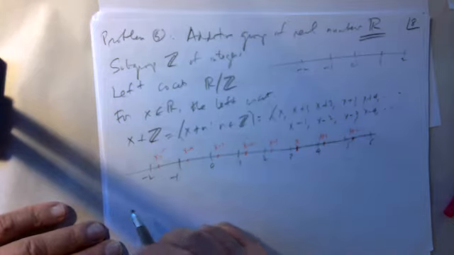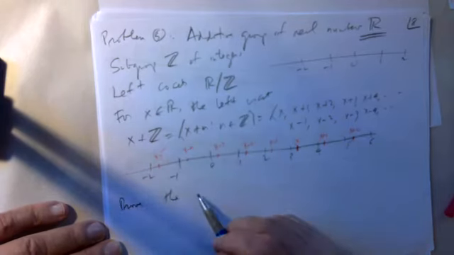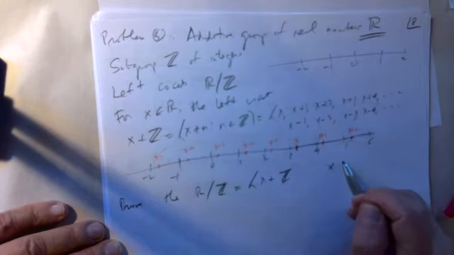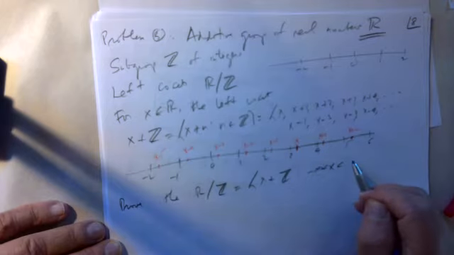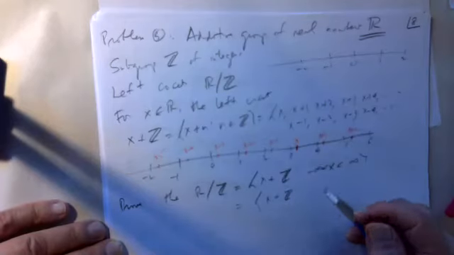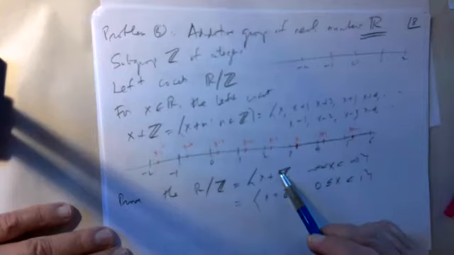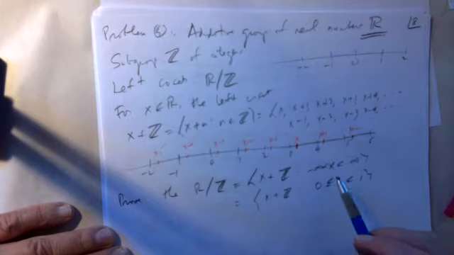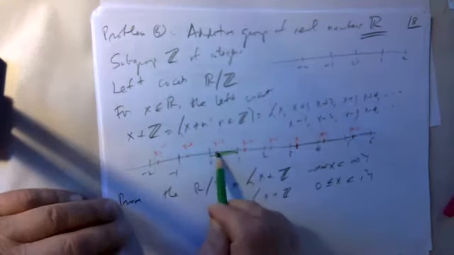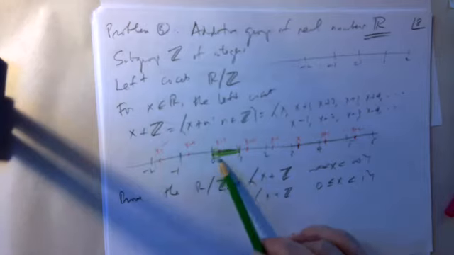And in part A, you have to prove that R mod Z, which is the set of all cosets x plus Z for all x on the real line from minus infinity to plus infinity, is really the set of all cosets where in fact you just take x greater than or equal to 0 and less than 1. So every coset is of this form, and we want to prove you can restrict x just to the unit interval. So it's enough to pick an x between 0 and 1, including 0 but not including 1.